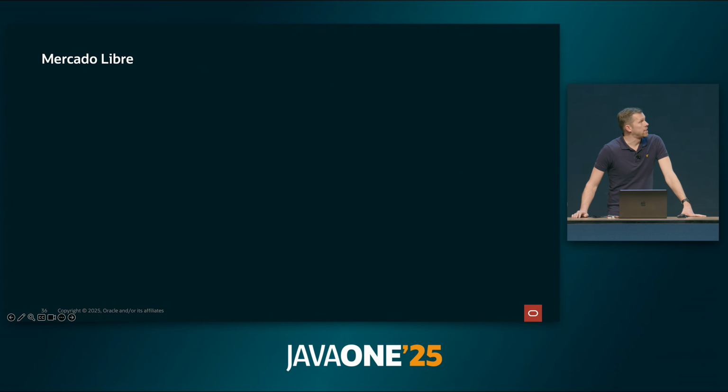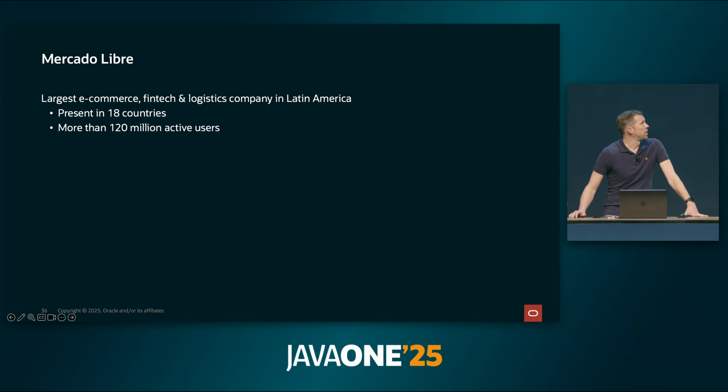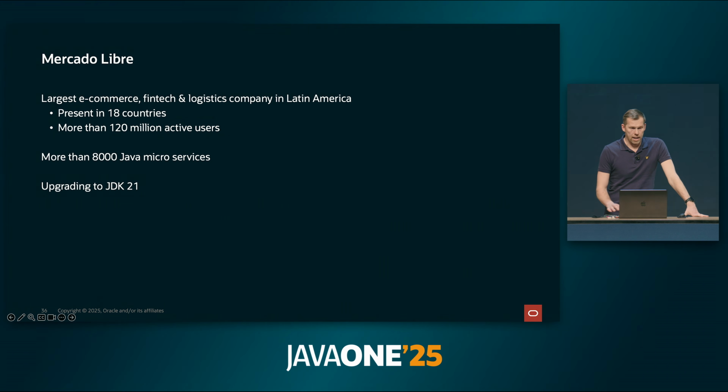Another company that is very happy with the results they're seeing going to a newer JDK release is Mercado Libre. They are the largest e-commerce, fintech, and logistics company in Latin America, present in 18 countries with over 120 million active users. They have a lot of microservices, and more than 8,000 of them are using Java. And many of them are now in the process of upgrading to use JDK 21.